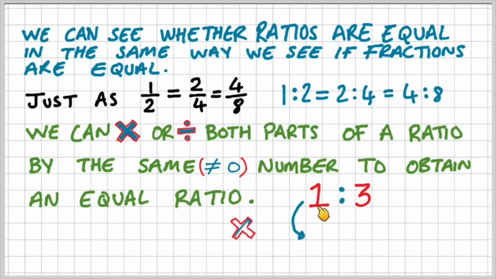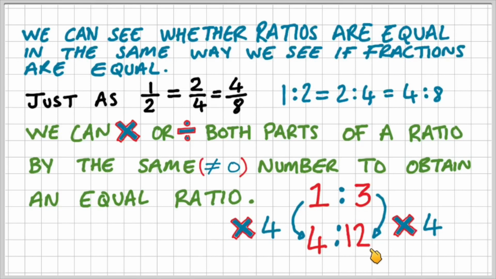So for example, 1:3, if we multiply both sides by 4, 1 times 4 gives us 4 and 3 times 4 gives us 12. Both of these ratios are equivalent. So for every 1 doctor, there's 3 nurses. For every 4 doctors, there would be 12 nurses.